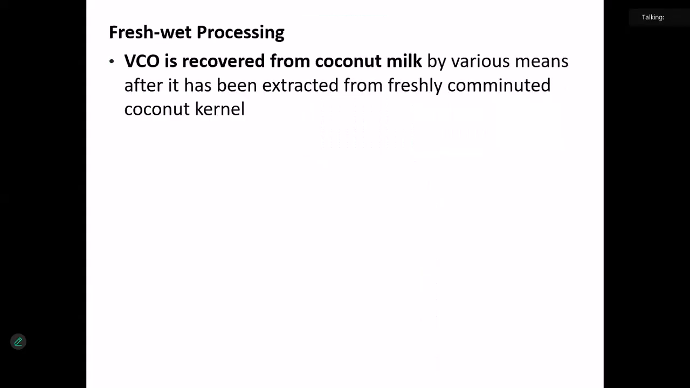Then press wet processing. What is the difference? As I just mentioned before, VCO is required from coconut milk. You may remember I discussed the kitchen method. Our mothers and grandmothers did it. The kitchen method is also a wet method. So VCO is required from coconut milk.